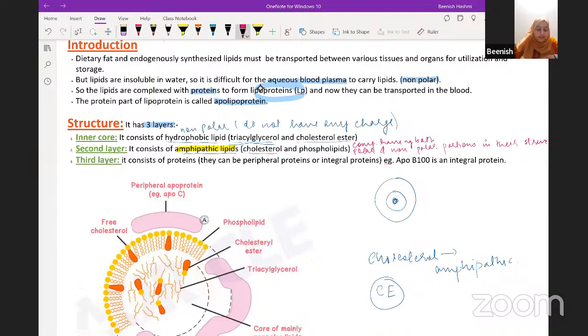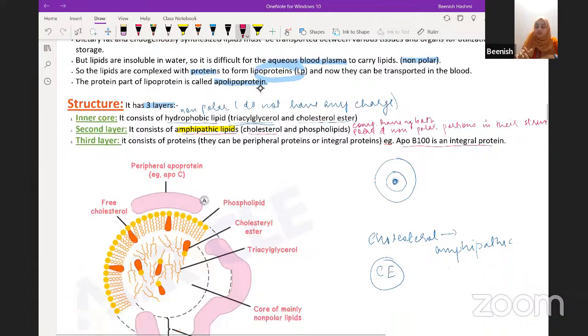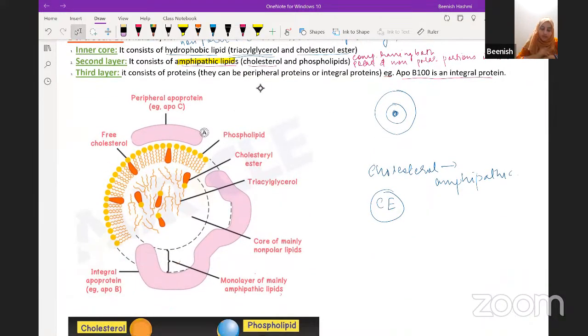And the third layer consists of proteins. Now these proteins can either be peripheral proteins or integral proteins. An example is ApoB100, which is an integral protein. So this is a diagram. You can understand this with the help of a diagram.